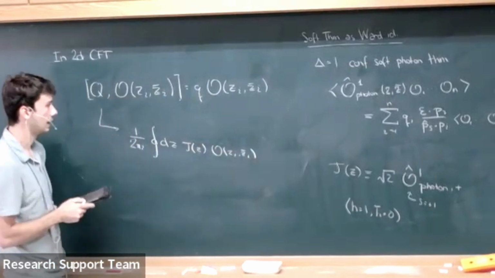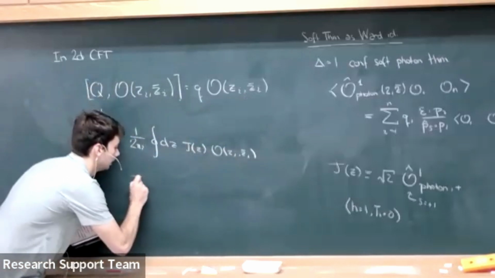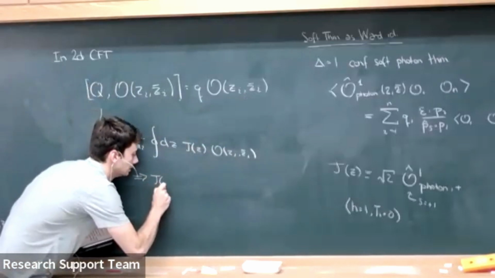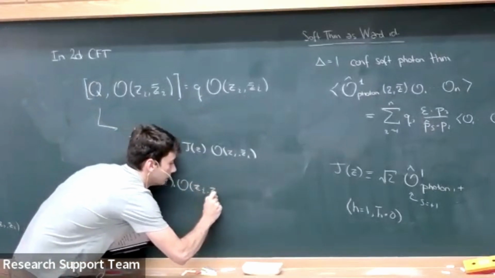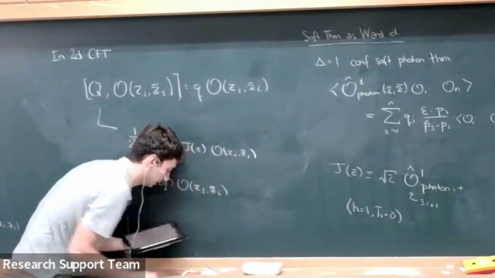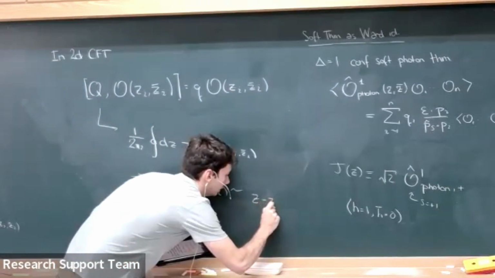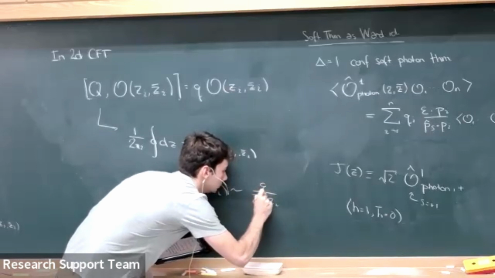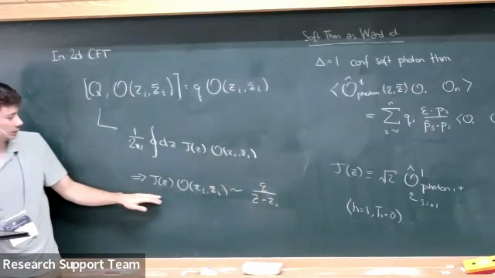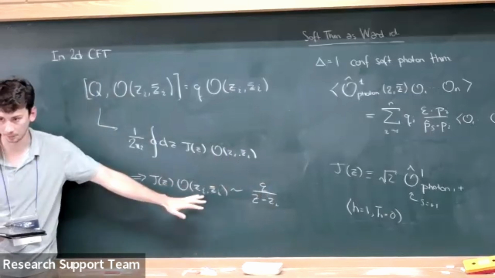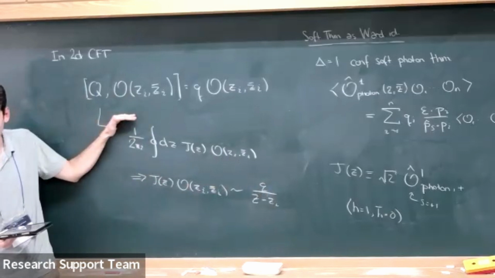Okay. And the upshot is that if you want to have precisely this expression here, then it implies that the J(z) O(z, z bar) OPE has the following form. It just looks like 1 over z minus z_i times q, the charge here. So this is what it means to have a charged operator. It means it has the following OPE with the U1 current, which generates the charge.